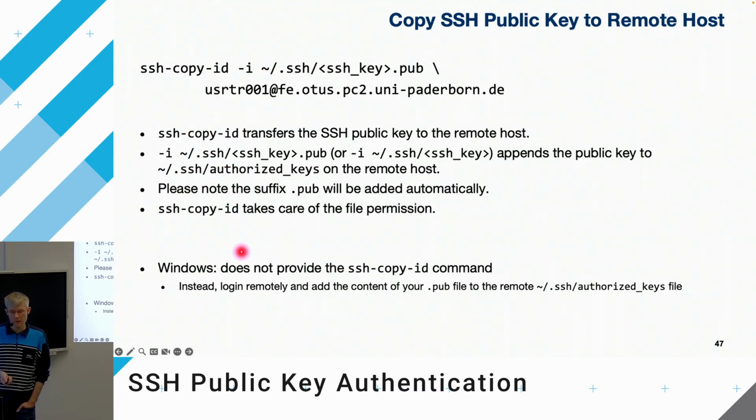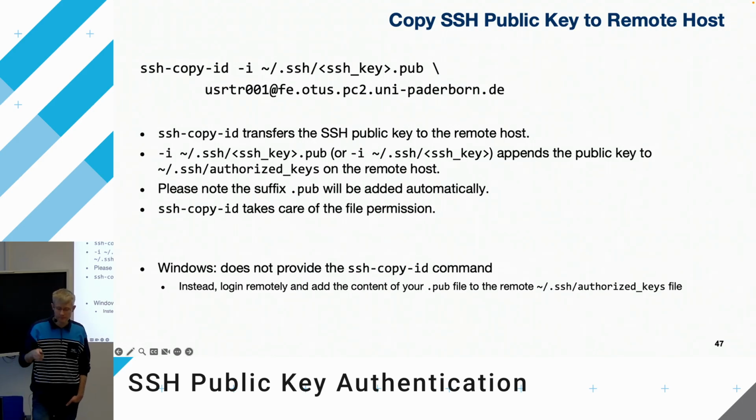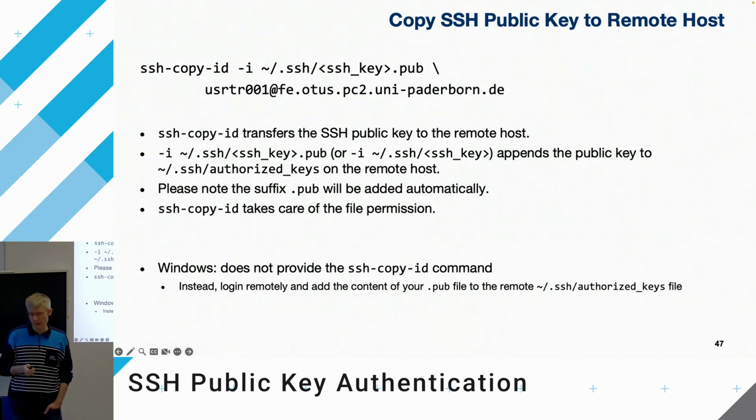Unfortunately, under Windows, there is no ssh-copy-id command, but you can simply add the content of your .pub file to the content of your .ssh/authorized_keys file on the remote host. So you would need to do it manually. Therefore, use SSH to log in and then open the text file and so on.